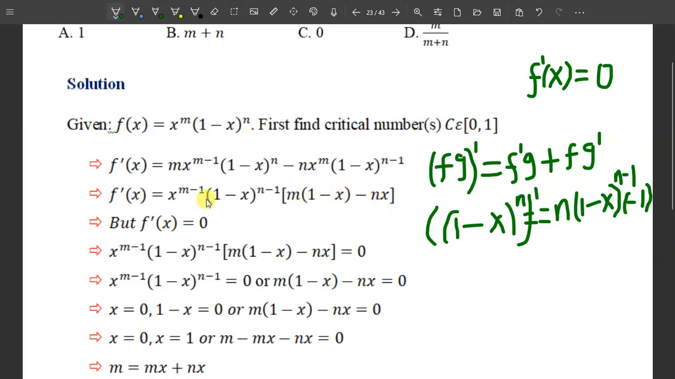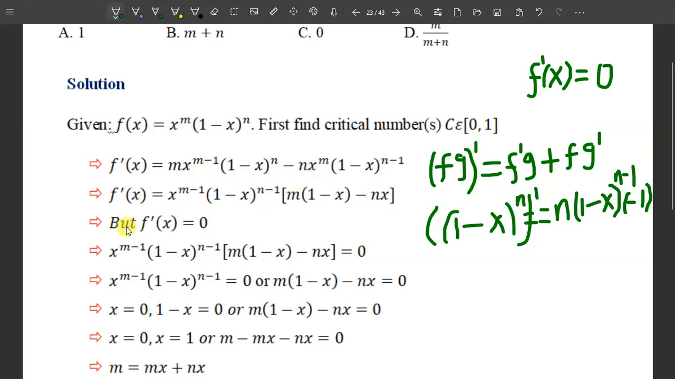If we multiply these two expressions by this one, it will become m x to the power of m minus 1, 1 minus x to the power of n. And also if we multiply this expression by this x to the power of m minus 1 and 1 minus x to the power of n minus 1, it will become n x to the power of m, 1 minus x to the n minus 1. Therefore, these two expressions are equal, they are the same.